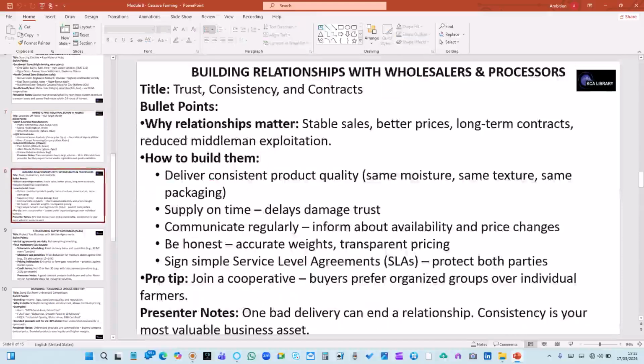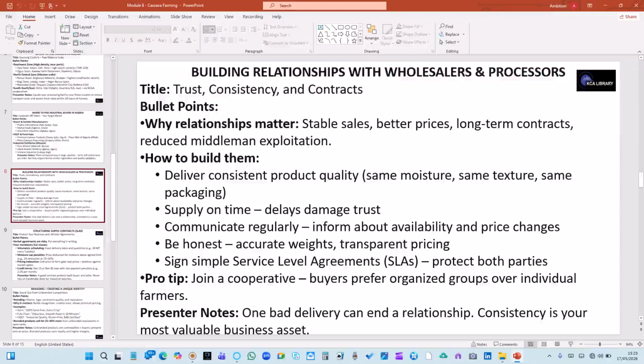Let us look at building relationships with wholesalers and processors. That is how you can build relationships with your wholesaler and processor using trust, consistency, and contract. Why does this relationship matter? It matters because it provides stable sales, better prices, long-term contracts, and reduces middleman exploitation. How do you build this relationship? One, deliver consistent product quality, supply on time, communicate regularly, be honest, that is accurate weight and transparent pricing, then sign a simple service level agreement that protects both parties.